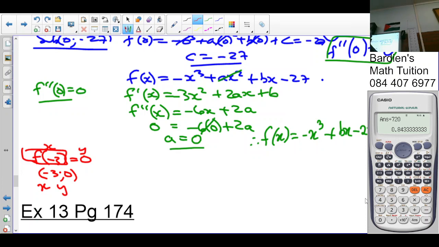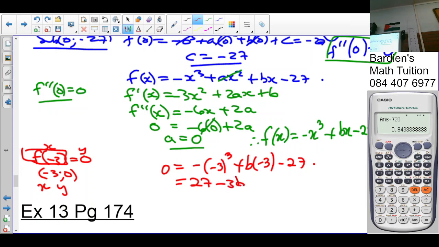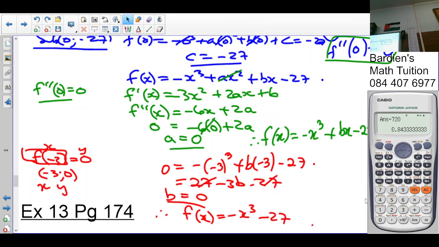So f of x is your y, so we got 0 is equal to negative 1 times negative 3 cubed plus b times negative 3 minus 27. Okay, so that's going to give us 27 minus 3b minus 27. So that cancels. So b is also equal to 0. So therefore, f of x is equal to negative 3x cubed. Is that correct?